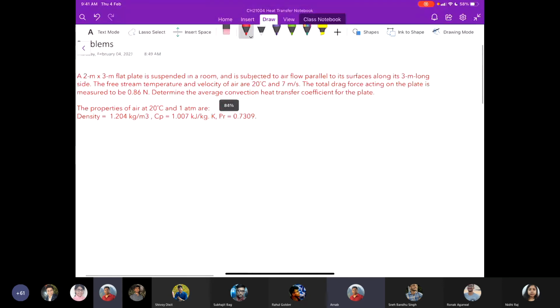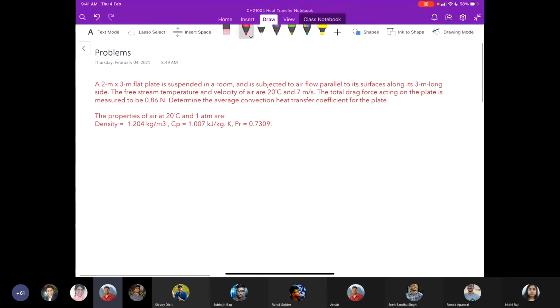And this is the problem. A 2 meter by 3 meter flat plate is suspended. Now this problem is directly related to what we just concluded in our discussion. So it is based on that analogy. A 2 meter by 3 meter flat plate is suspended in a room and is subjected to airflow to its surface along its 3 meter long side.